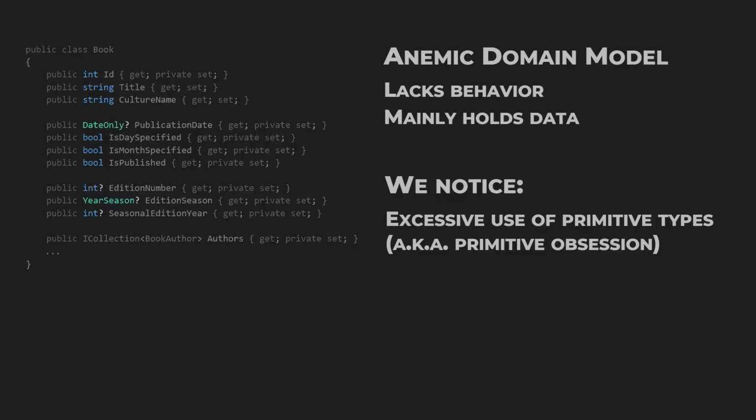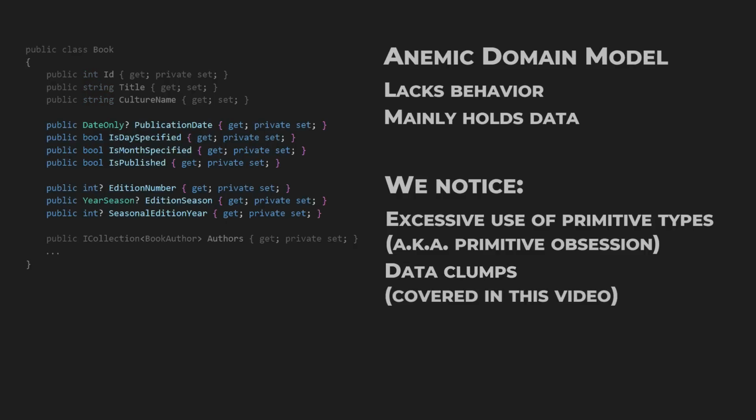We also note data clumps. We will be dealing with data clumps in this video, so focus on that. And the third issue is the lack of behavior. There are usually no methods on an anemic class. We tend to define the methods in the services layer instead. And so we begin addressing the issues.